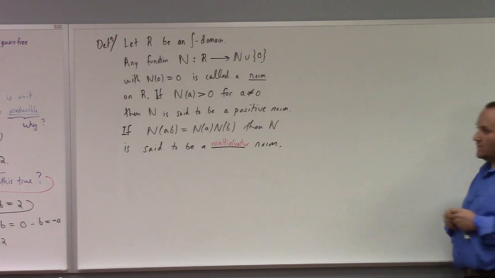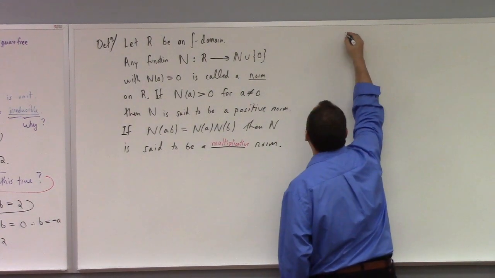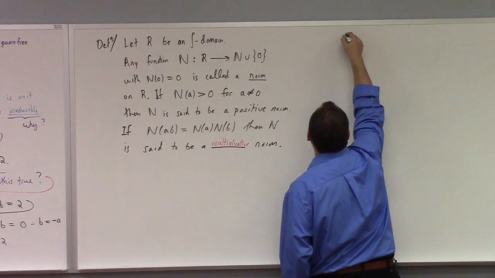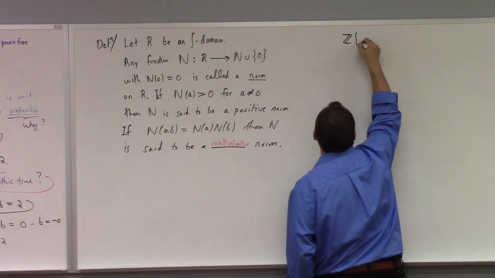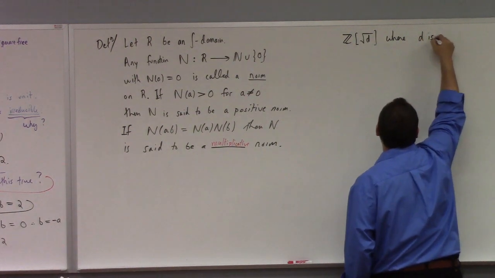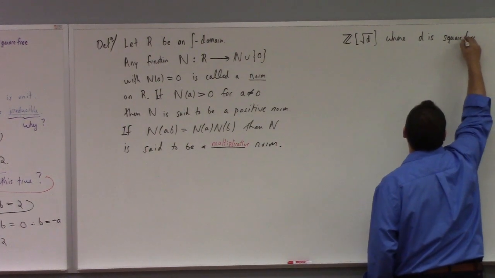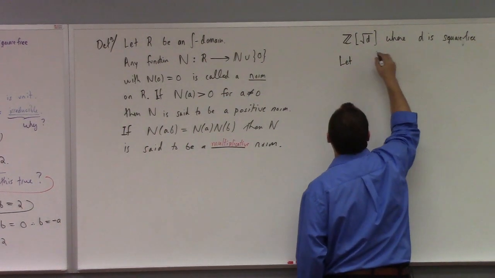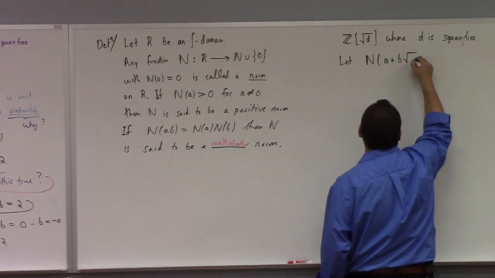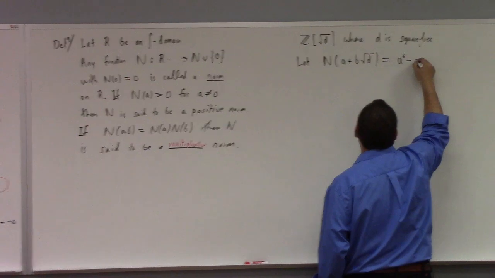All right. So a principal one we're interested in, there's a few different ones actually, but let's focus on what I'm interested in. Z adjoin the square root of D, where D is square free. We can let the norm of A plus B times the square root of D be equal to A squared minus D B squared.